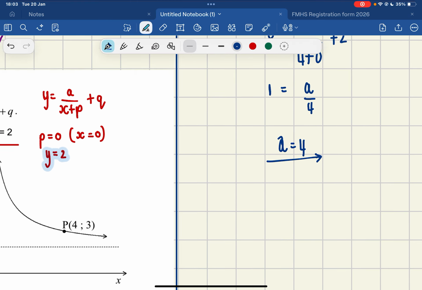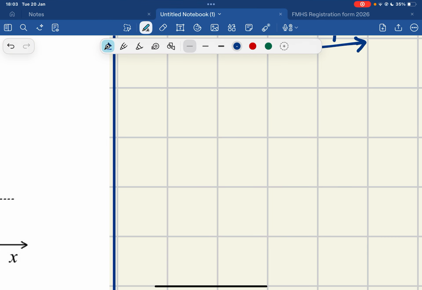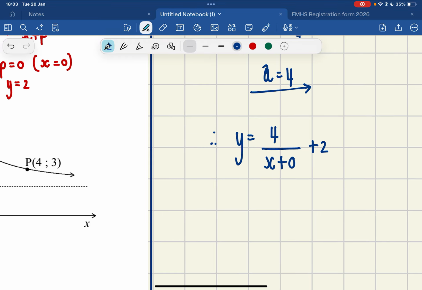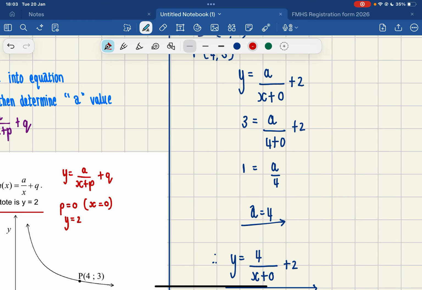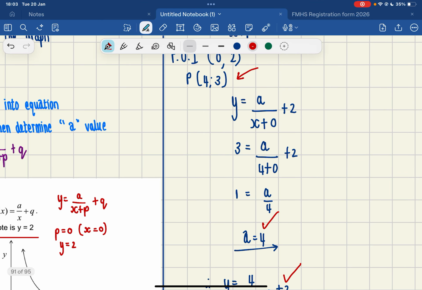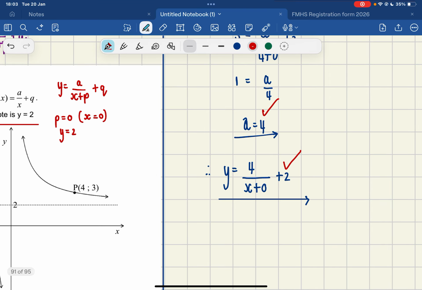And when a is equal to 4, we can rewrite the equation. Therefore, y is equal to 4 over x plus 0, plus 2. And that's the equation of the graph. So you get a mark for your final answer, a mark for getting to a, and a mark for substitution. That's 3 marks.